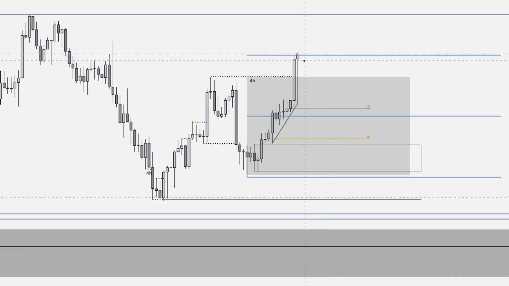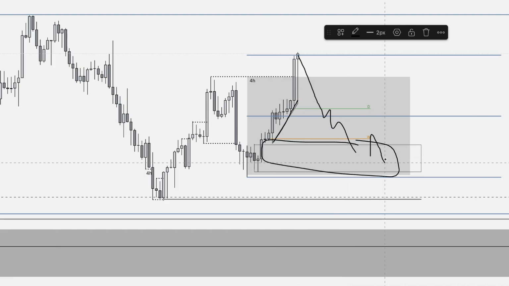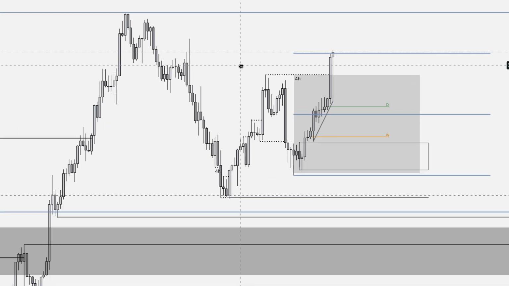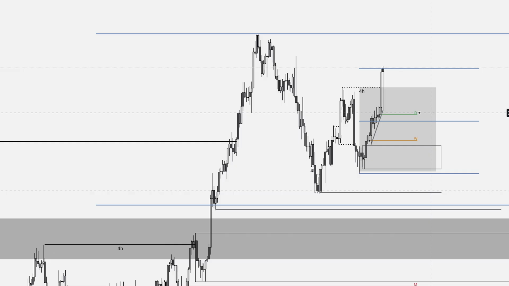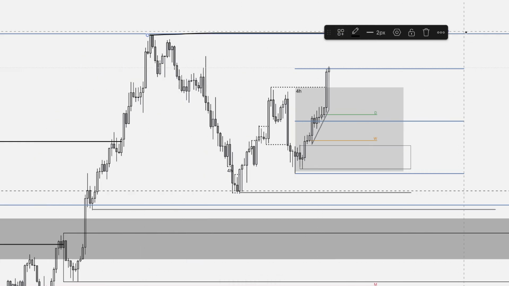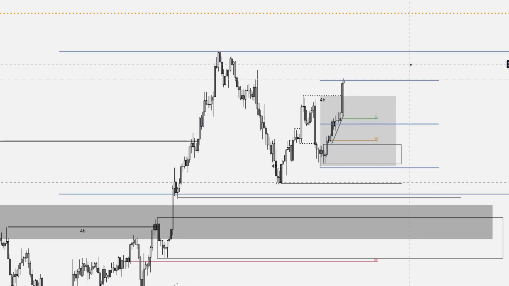So yeah, I would look for a pullback, maybe take out these equal lows, tapping into this demand zone, and then look for a 4-hour change of character to look for further shorts, because the 4-hour order flow is now bullish. And yeah, we will look that this high gets taken out, and just follow the order flow.